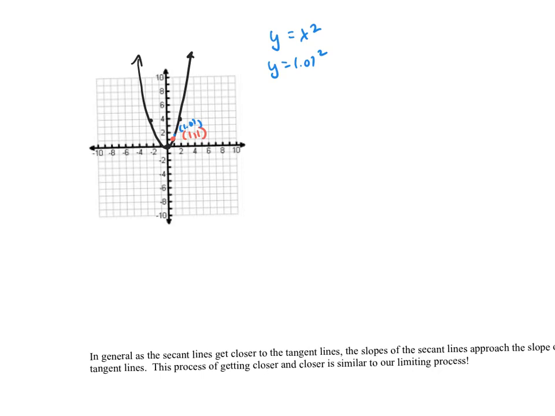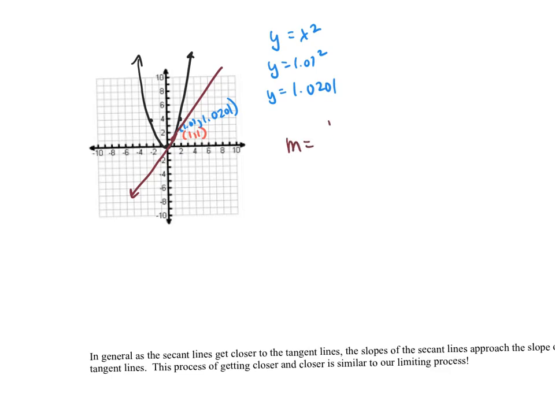So when I do that, I get 1.0201 for my y value. So now my secant line is really, really close to the tangent line. It's still a secant line because it's going through 2 points, but it's really, really close.